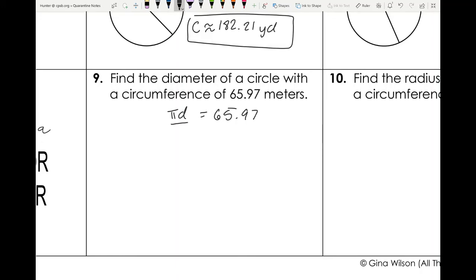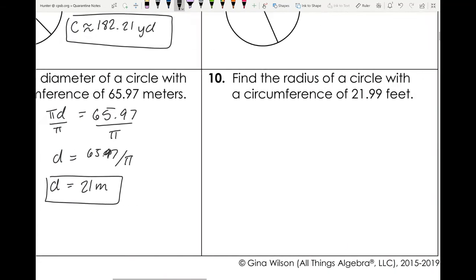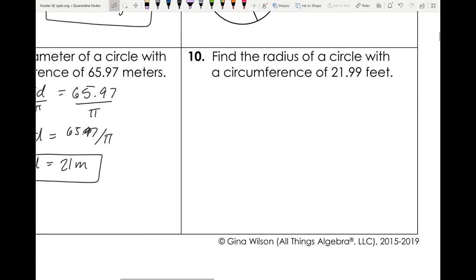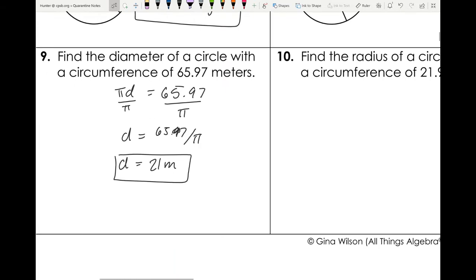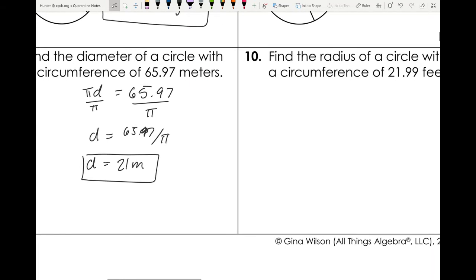What I'm going to do is divide both sides by pi. So my diameter is just 65.97 divided by pi, and that is equal to 21 meters. Not too hard, you just have to know which formula to use in this case and everything.